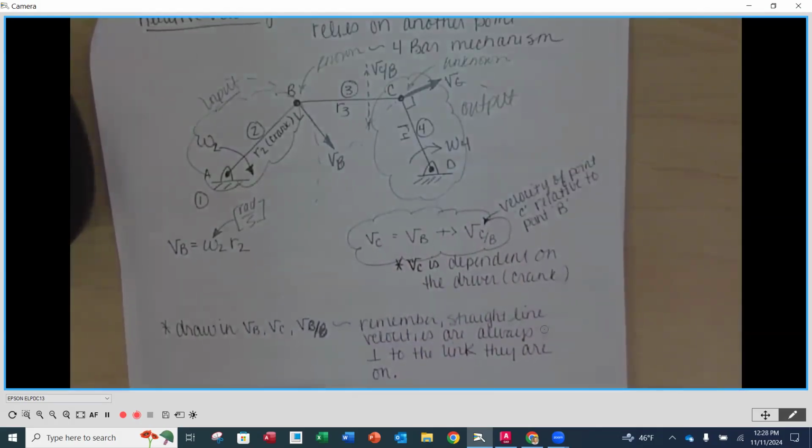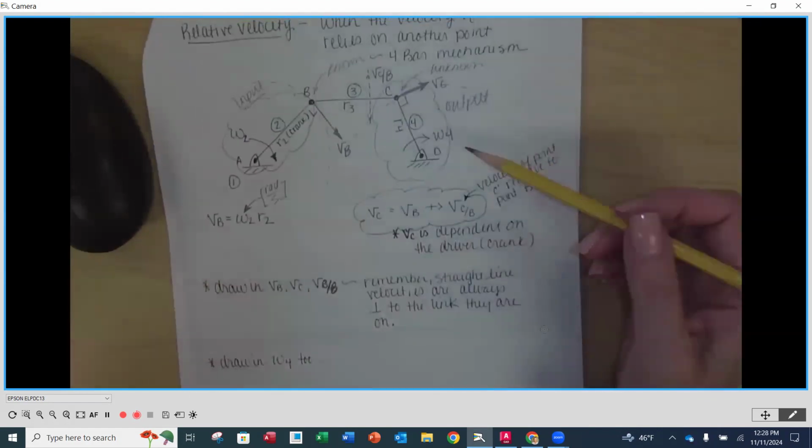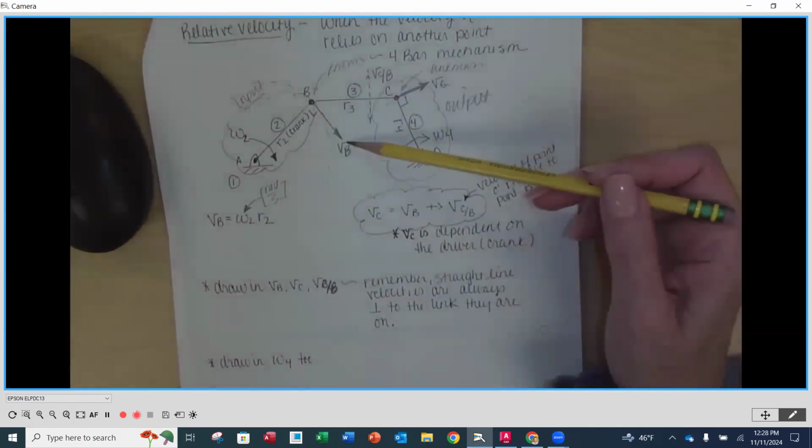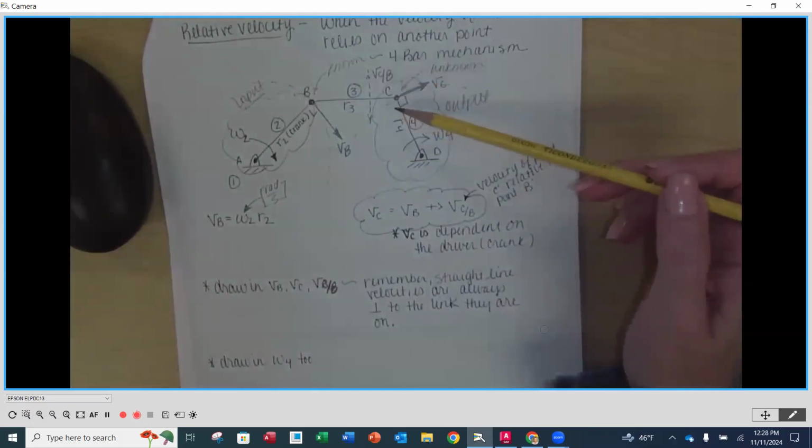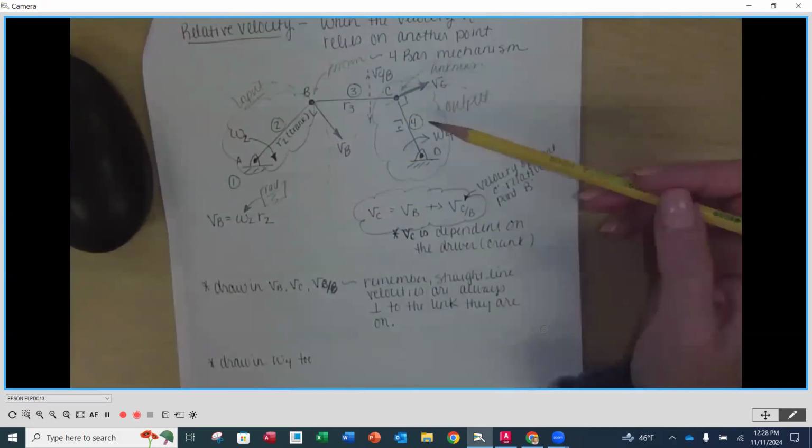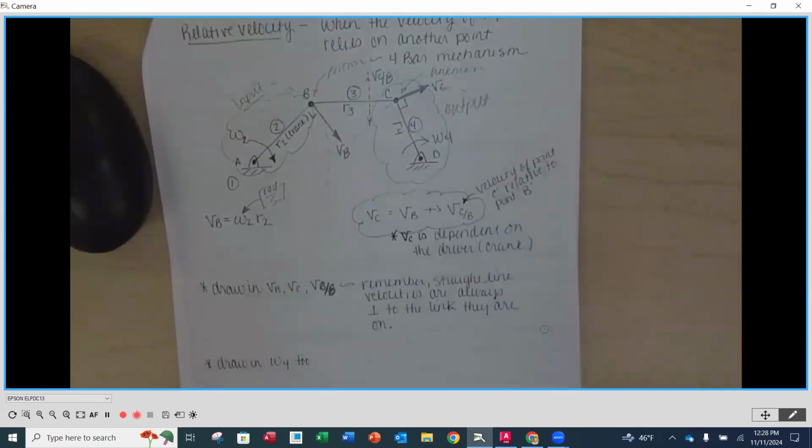Okay, so I'm going to stop here with this diagram just to give us the overalls, and then don't worry, we'll do examples with numbers. All right. So any questions right now for what we have here? So make sure that you have your velocity B, C, and C relative to B sketched in. Make sure you also have W4 drawn in to be going in a clockwise direction and labeled. Okay.